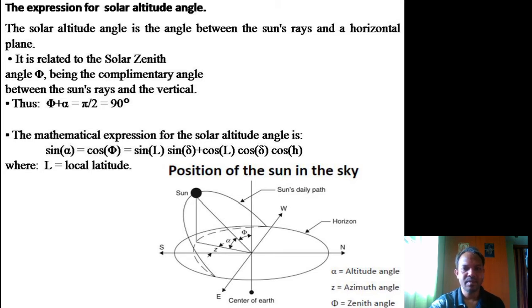Is it clear? So this is the beauty of that. The sine of altitude angle, or the cos of zenith angle, will be equal to the sum of the product of sine of latitude into sine of declination angle plus cos of latitude angle into cos of declination angle into cos of hour angle. This gives us the mathematical expression in order to find out the solar altitude angle.